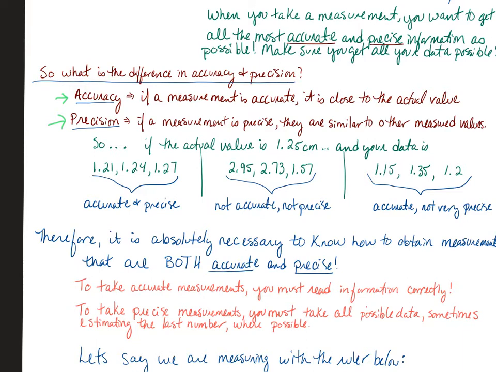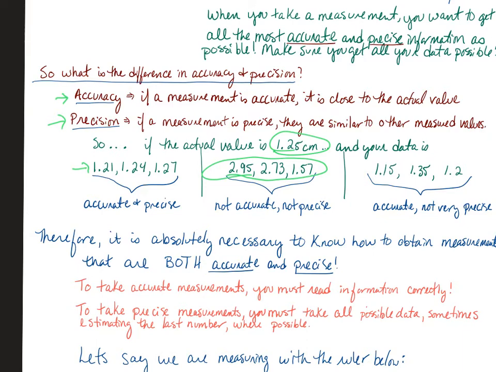So let's take these bits of data. In this first example, we have 1.24, 1.21, and 1.27. That looks pretty accurate. It looks pretty precise also, if our measurement should be 1.25. That's pretty good. We could get another data set that looks like this. That doesn't look very good. The numbers are pretty far off from that 1.25, and there's a big gap in our data.